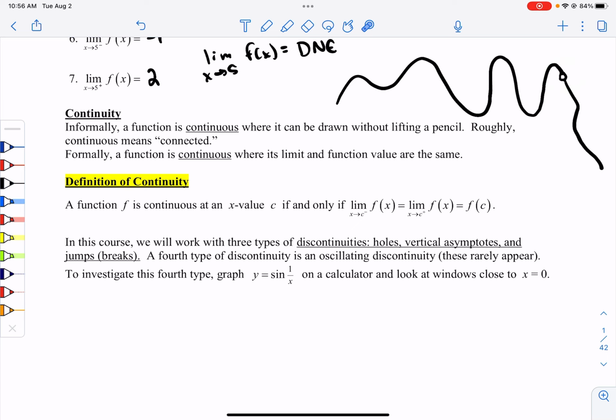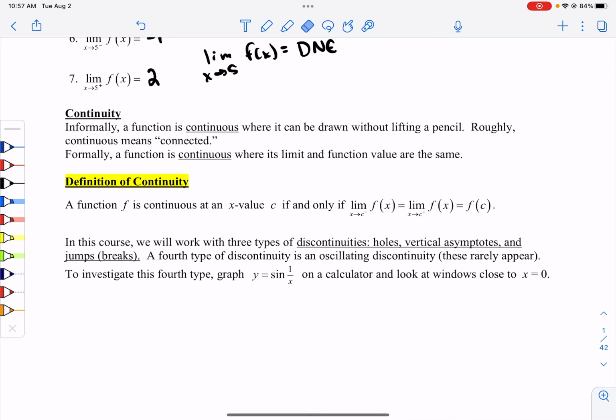So formally, the definition that we use, a function is continuous where its limit and function value are the same. So a function is continuous if the limit and the function value are the same thing. Or in other words, if I'm approaching a number and I actually reach the number, then that function would be considered continuous, okay?